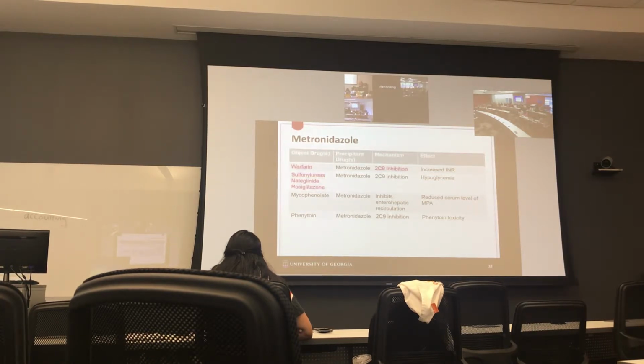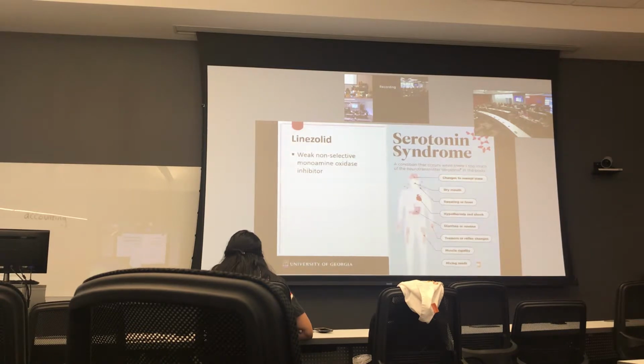So linezolid has an interaction that's from a unique mechanism compared to our other agents. Linezolid functions as a weak, non-selective monoamine oxidase inhibitor. So when we use linezolid in combination with serotonergic agents, this could result in the risk of serotonin syndrome. Serotonin syndrome is essentially a reaction to having too much serotonin, and it's characterized by mental status changes. Sweating is very characteristic, hyperreflexia, hypothermia, diarrhea, tremors, muscle rigidity, and it can lead to coma as well.